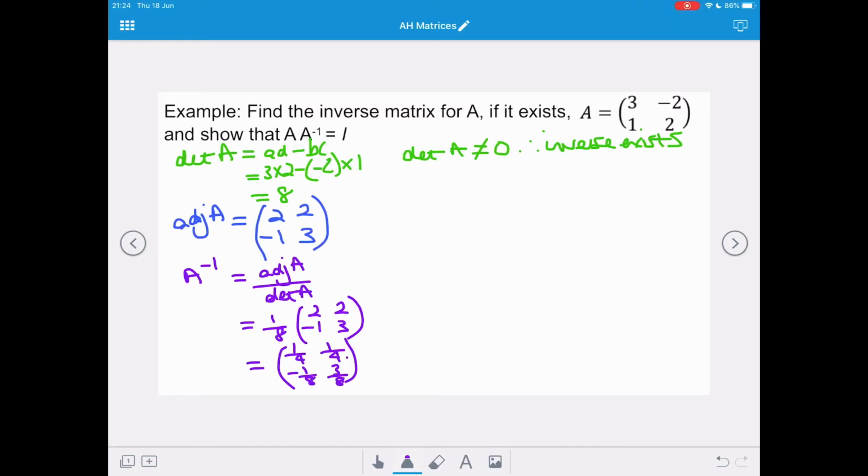Now, the last part asked us to show that if we pre-multiply that inverse by the original matrix, we're going to end up with the identity matrix.